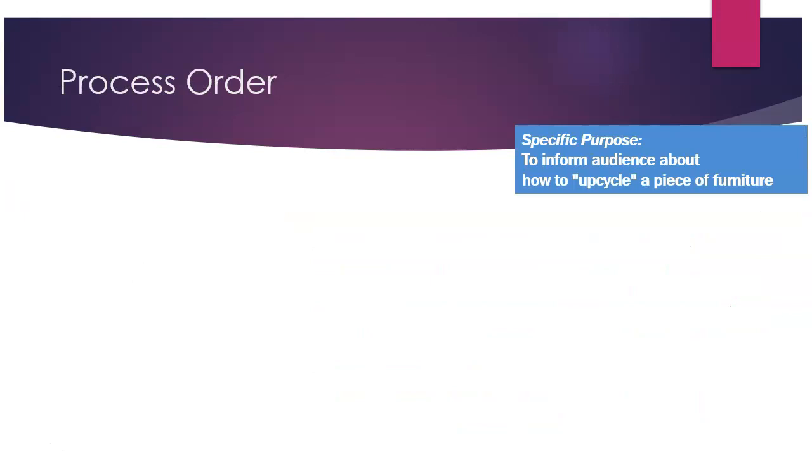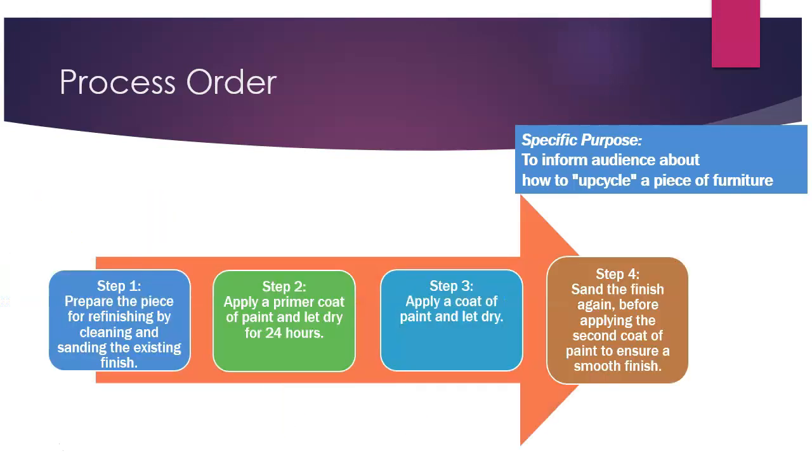We have a process order. Here's an example of a specific purpose to inform my audience about how to upcycle a piece of furniture. And I want you to notice here that there's consistent word pattern. Step 1, step 2, step 3, step 4. These would be your main points. So this would be an example of 4 main points.